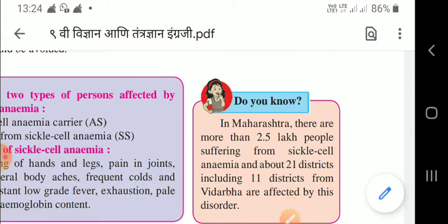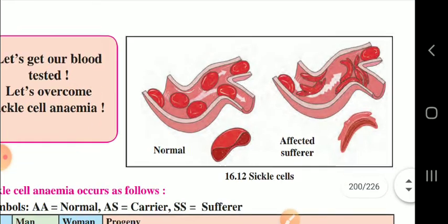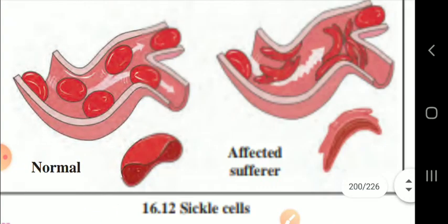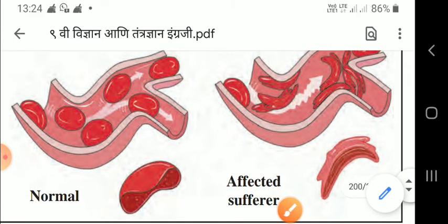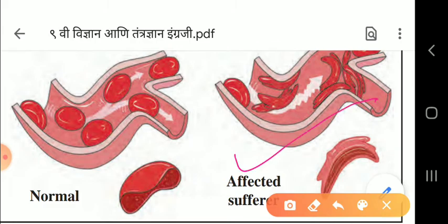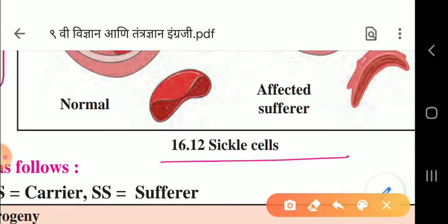Now, let us see the diagram of the sickle cells. Here you can see, children, these are the sickle cells. Normal are this way, and which persons are affected, then they become this way. Sickle cells.